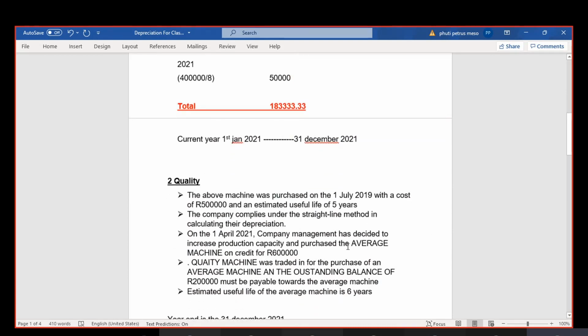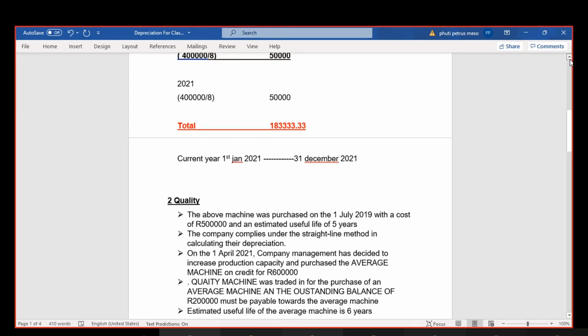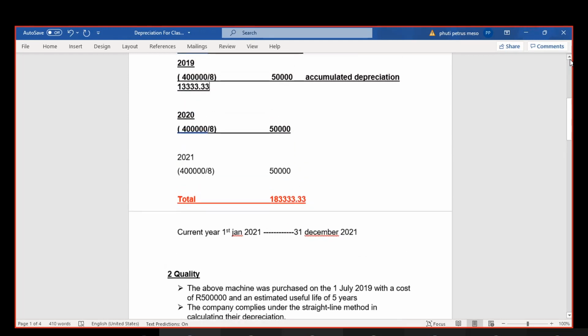Are we done? Any clarity on this one? Just a quick one from my side, sir. So during those years that have passed, it would have been a depreciation expense, and accumulated depreciation would go against the asset. That would reduce the asset value, the asset carrying value. Is that correct? Yes. It will reduce the asset cost, basically, to give you the carrying value.